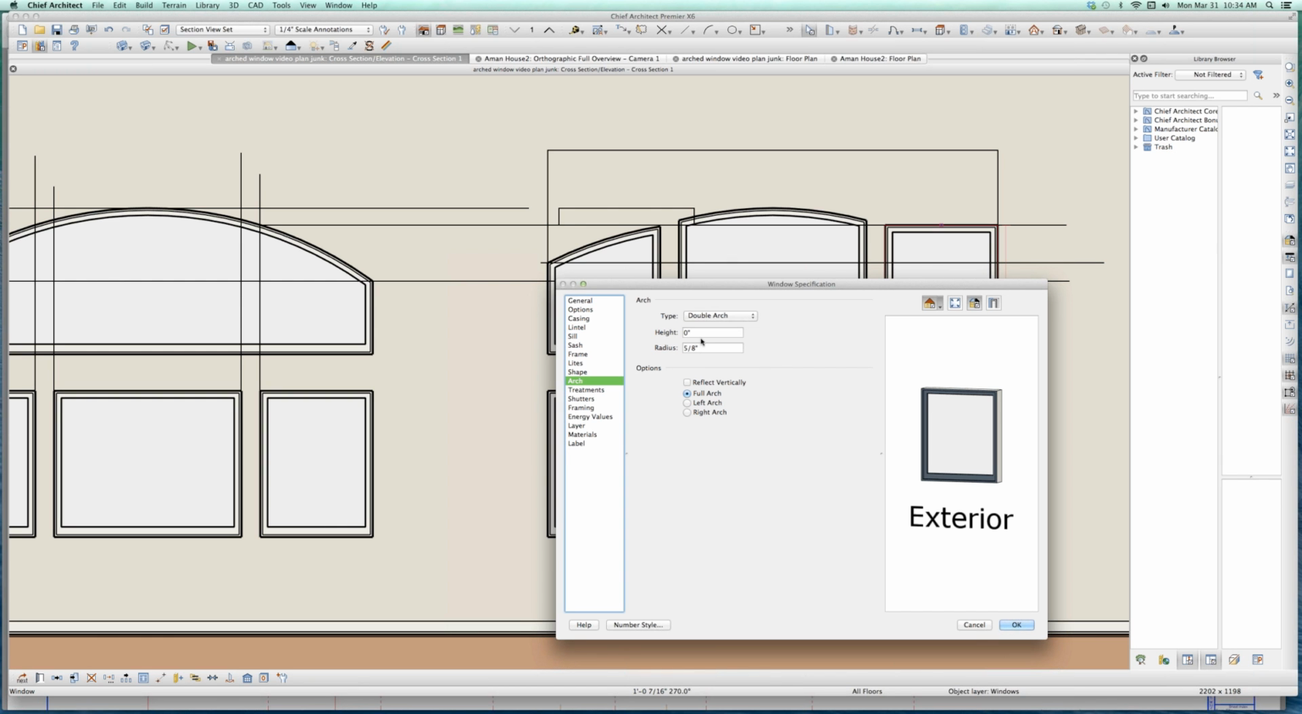Double arch. The height needs to be 12. I'm dropping the right-hand side down 12. Because it's double arch, I can control the radius, 120. And because I don't want a full arch, I want a right arch, I think. I think that's what I want.